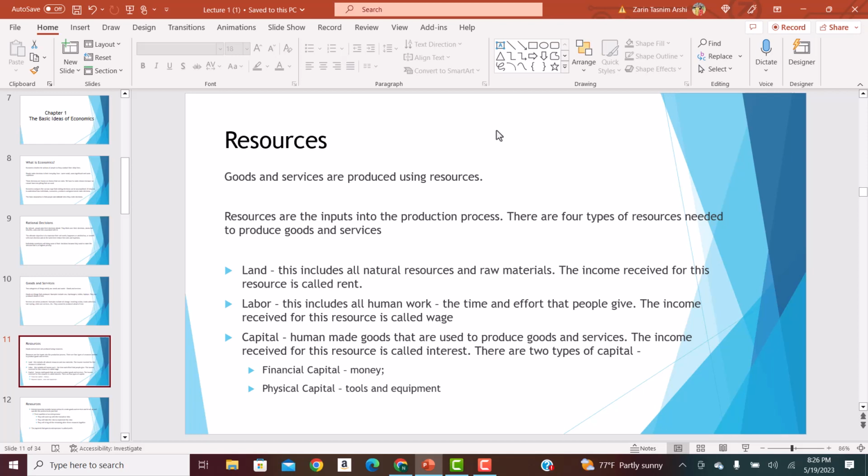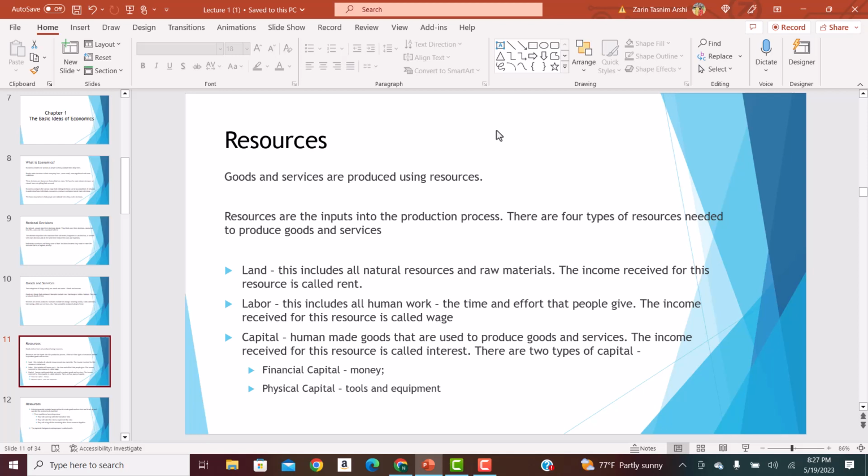As we were saying, we have to make choices to meet our wants because resources are limited. So what are resources? Resources are things that are used to produce the final goods and services. Tables, chairs, cars, hair care services, or medical services are goods and services. The raw materials needed to produce these goods and services are known as resources. They are the inputs into the production process to produce the final goods and services.